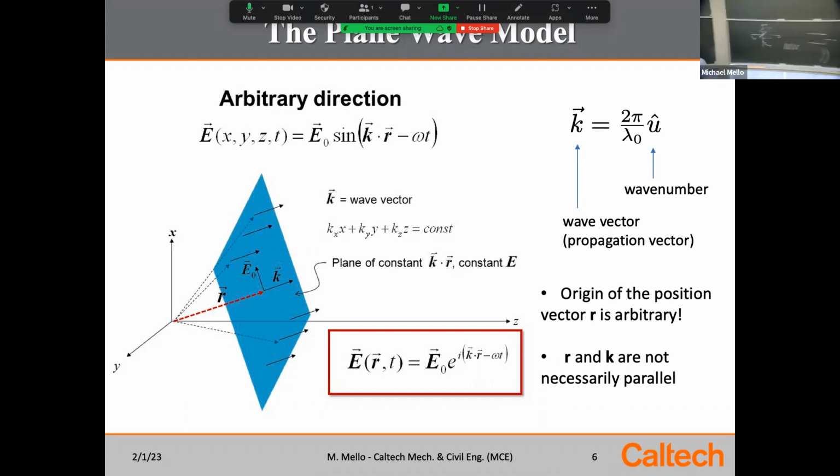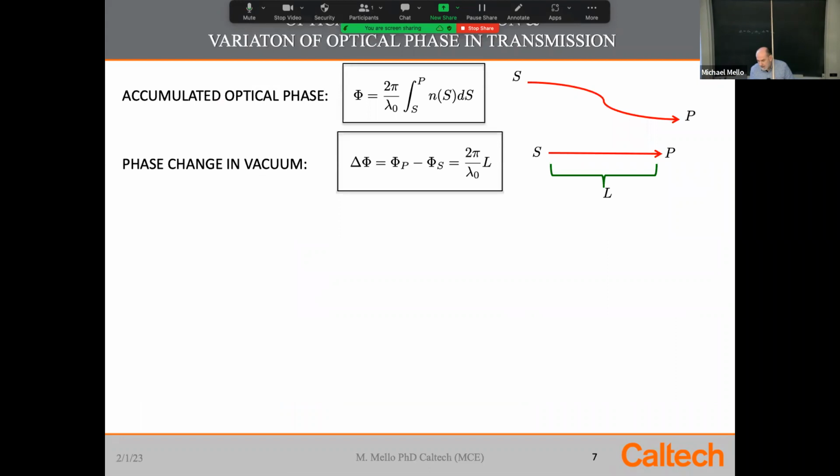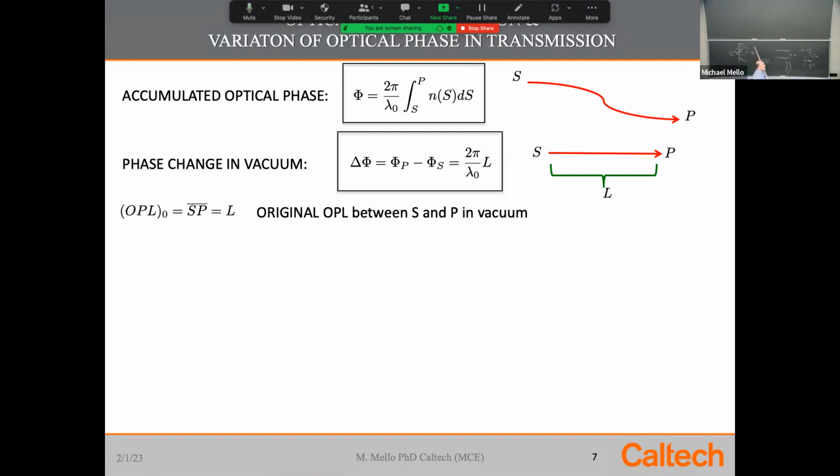Now I have to tell you about another very important ingredient. Let me talk about what is called optical phase. It looks complicated, but I'm going to give you a very practical definition in 2 seconds. All transparent materials, air, glass, have an index of refraction. That's what n is.